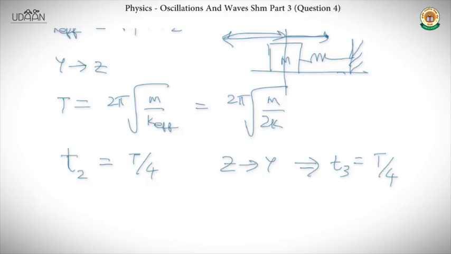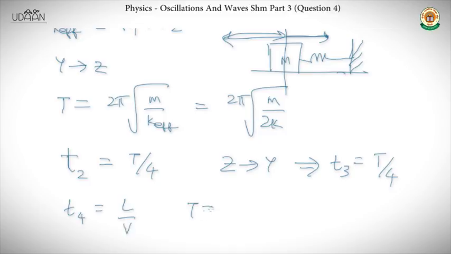Also, because now A will be back at rest position, the spring will be completely relaxed. Therefore, no force from the spring will be present the moment A comes back to point Y to hit B. So T4 is again L by V.